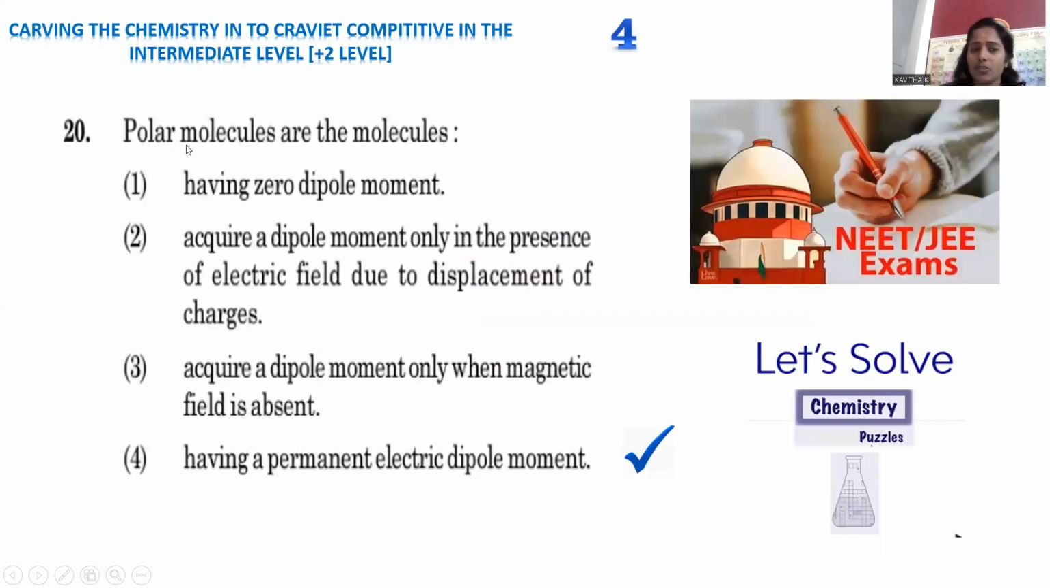The correct suitable option for this question number 4 will be having a permanent electric dipole moment. For question number 4, option number 4 is the correct answer.